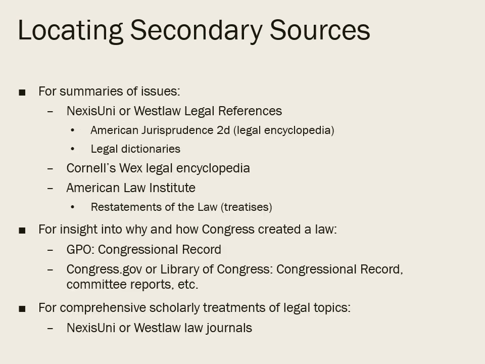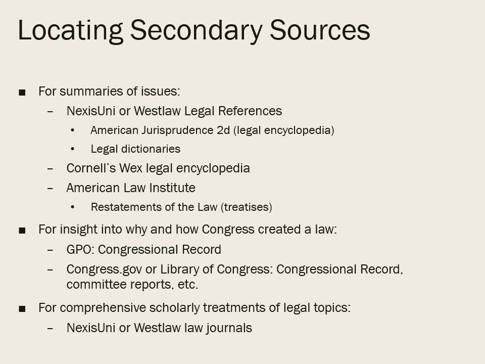There are a variety of methods that you can use to locate secondary sources. Via the Auraria library, you have access to both Westlaw and Nexus Uni. That is the scaled back version of LexisNexis. Both of these provide access to AmJur, and AmJur will provide you with a summary of various legal topics. You can also get to law journals through Nexus Uni and Westlaw.